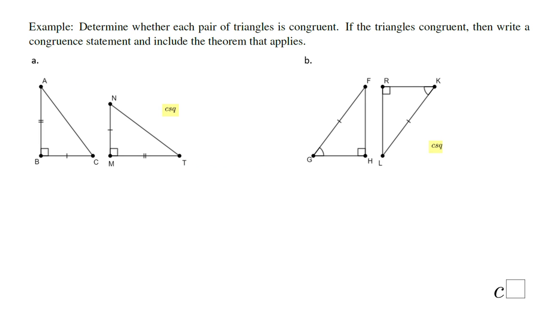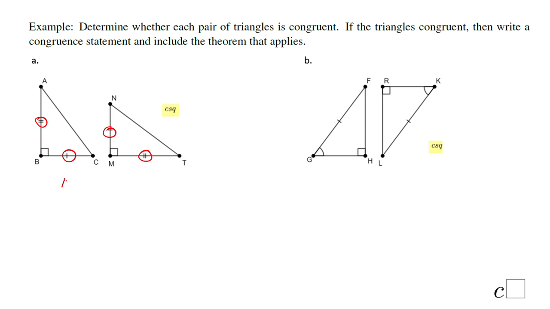So now let's see some examples. In this example, we need to determine whether each pair of triangles is congruent. If those 2 triangles are congruent, then write the congruence statement and include the theorem that applies. Let's take a look at part A. We notice these 2 legs are congruent. They are marked the same, and they are legs, and these 2 legs are congruent, right?